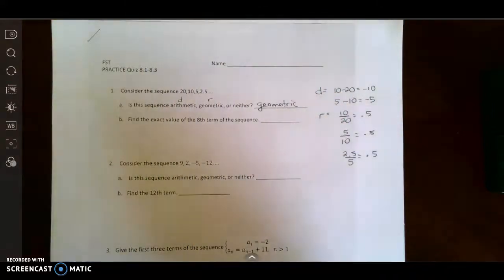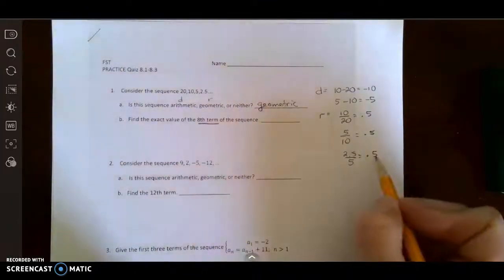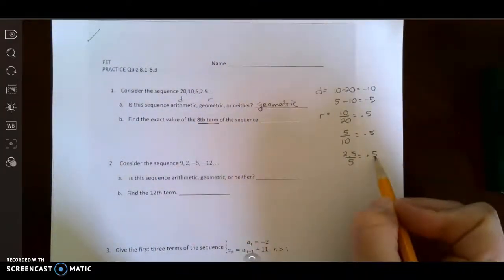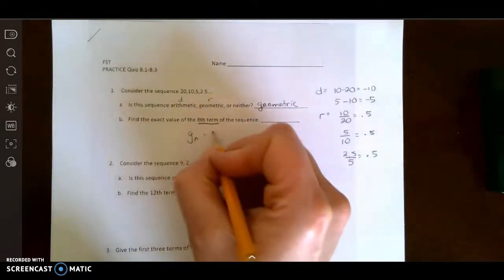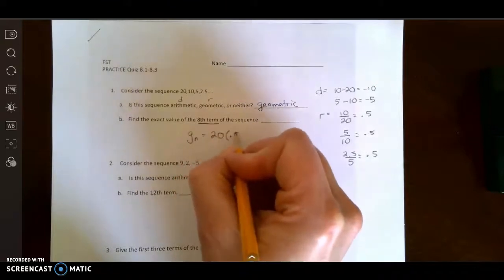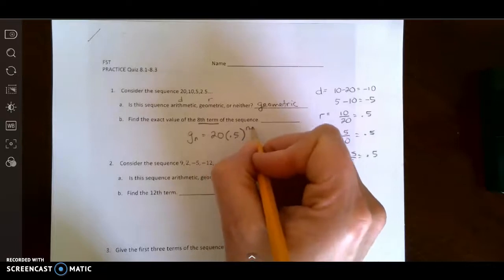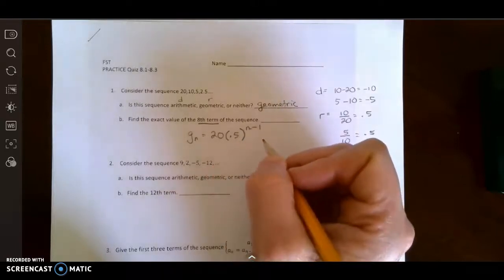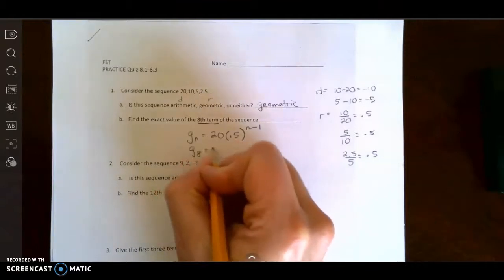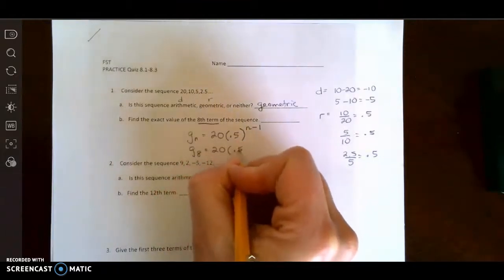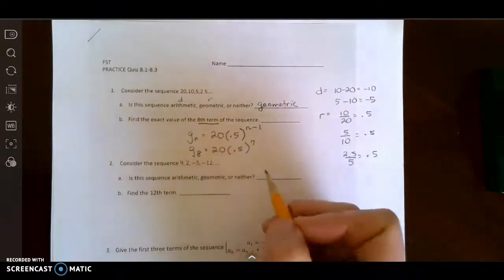Find the exact value of the 8th term of the sequence. I know that my constant ratio is 0.5, and I know my first term. So g sub n is the first term, 20, times 0.5. Now, since this is the first term, this would be to the n minus 1. So g sub 8 is 20 times 0.5 to the 7, because 8 minus 1 is 7.